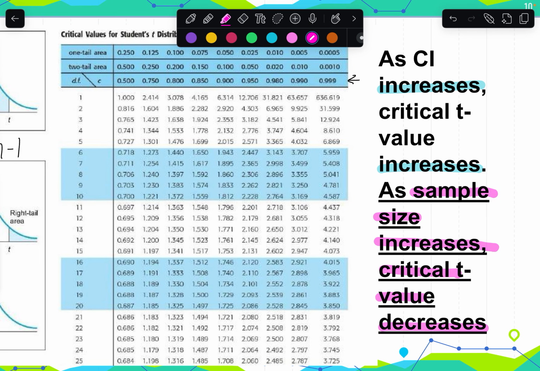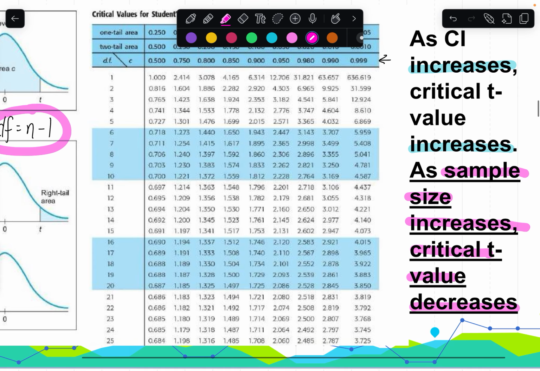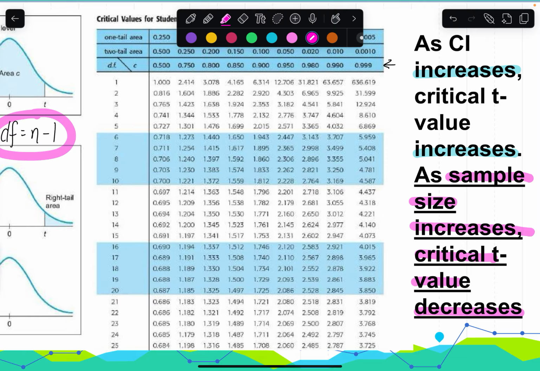So if we remember back to this equation, degrees of freedom is equal to your sample size minus 1. So let's pretend that the left side is your sample size. It's only changing by one number, basically. Sample size increases, the critical t-value increases. We can look at it from any row standpoint.